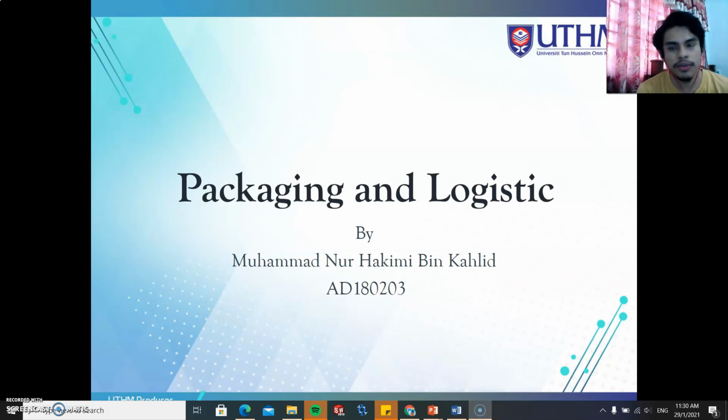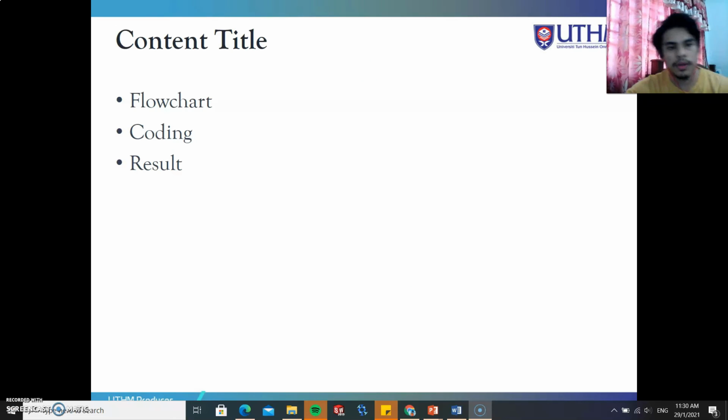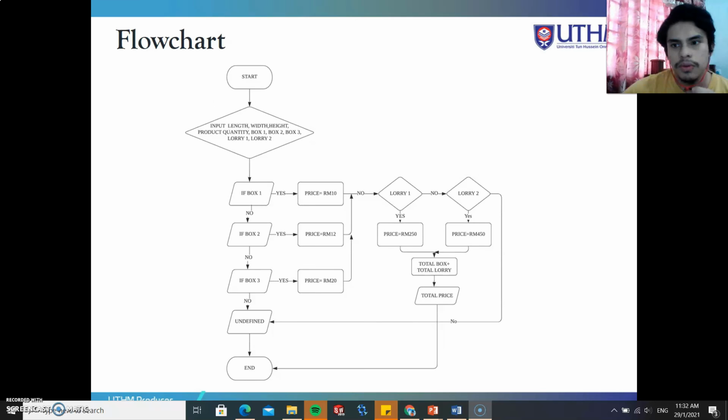Today I would like to present to you about the packaging and logistic process. Basically, I would like to present the flow chart for the process, the coding and the result. In the flowchart, I combine the packaging and logistic process. For packaging, the inputs are the length, width and height of the product, the quantity, and box 1, box 2, box 3, and for the logistic it is lorry 1 and lorry 2.